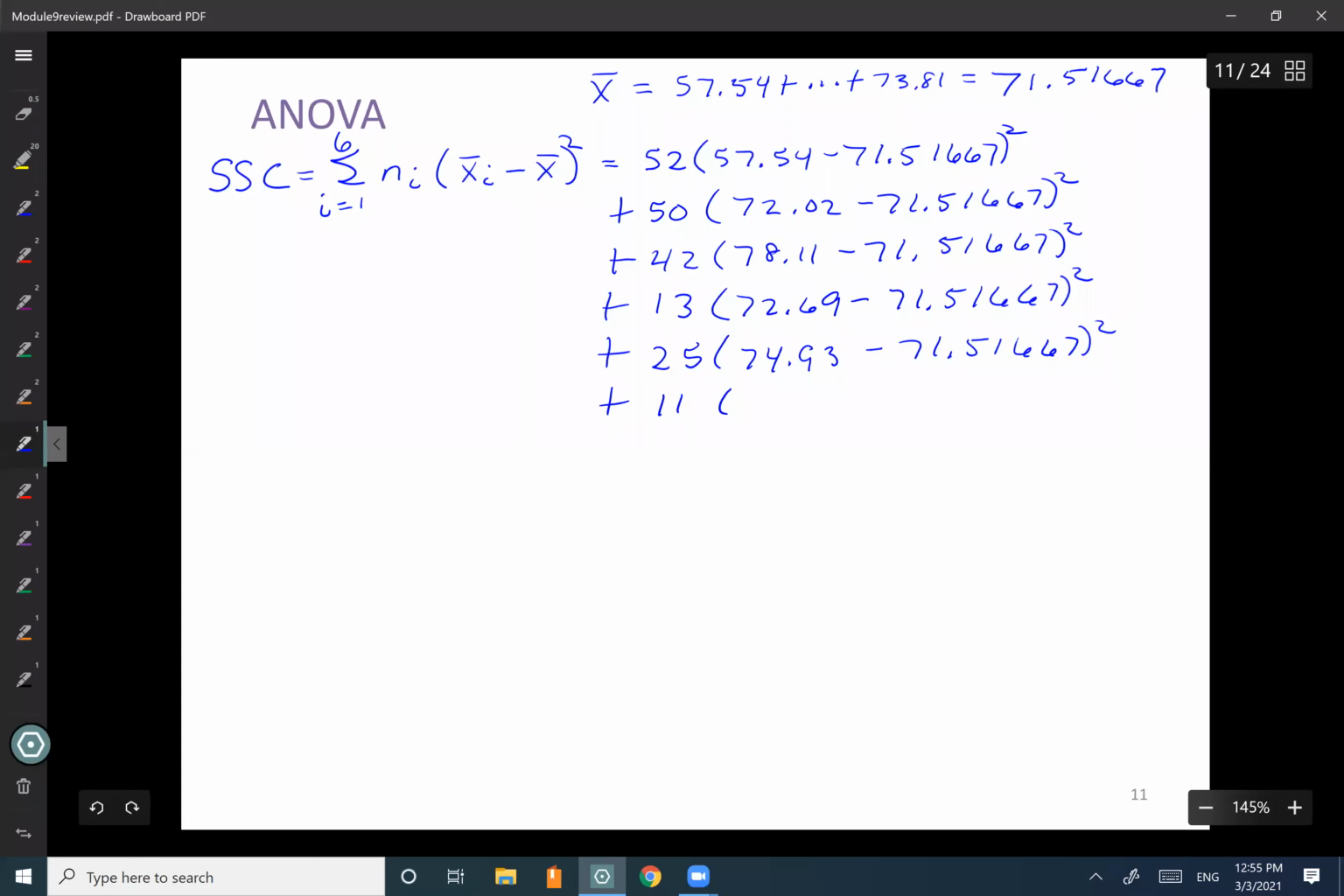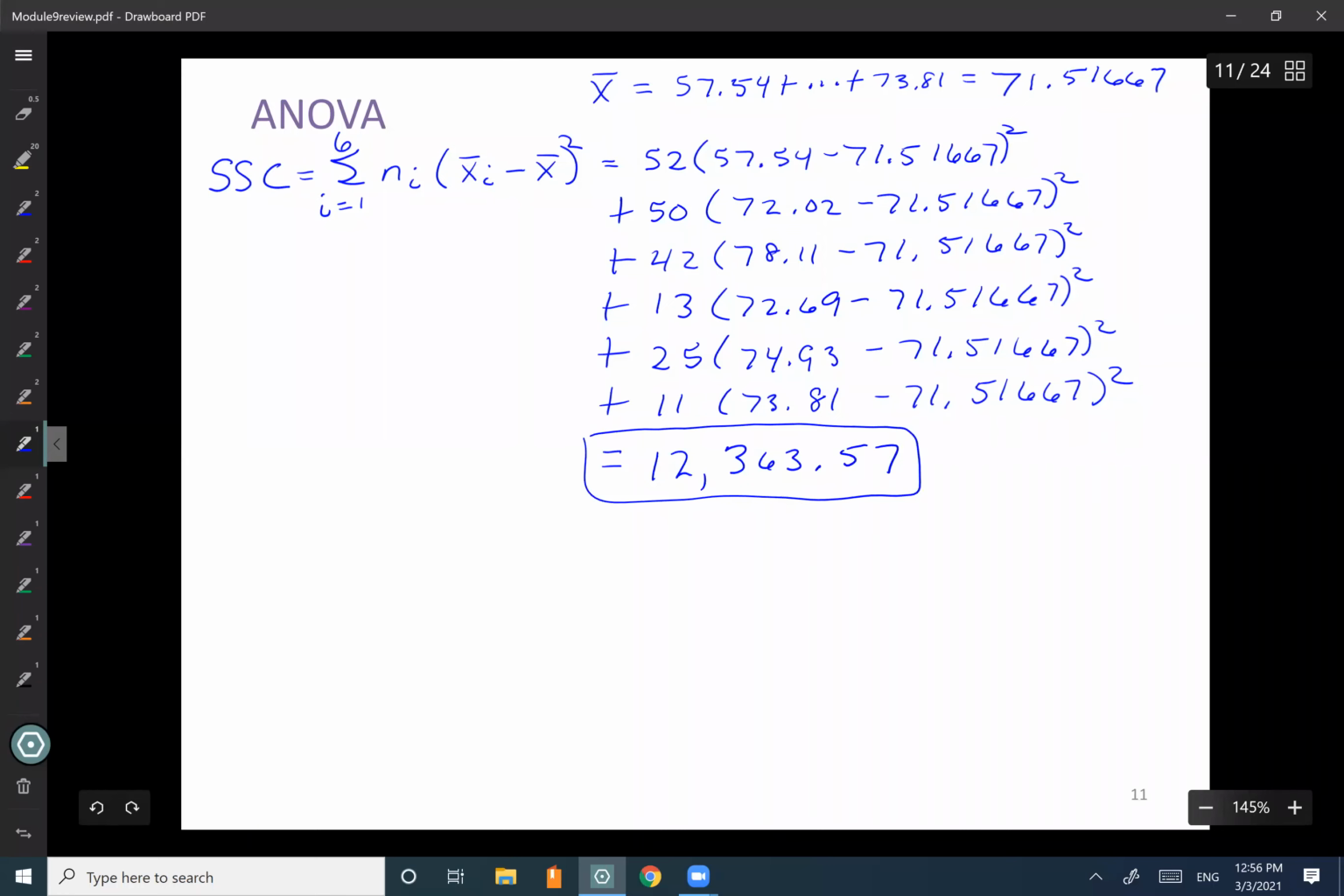South America, 73.89. Or sorry, 73.81. Want to be careful there. I don't make a mistake. So 73.81. Subtract the overall mean. And we get, that all ends up being 12,363.57. So that is our SSC, sum of the squares for the groups.